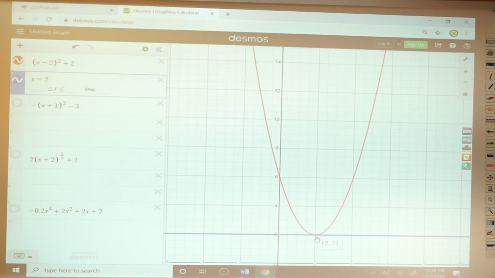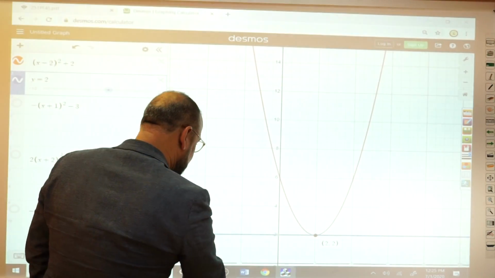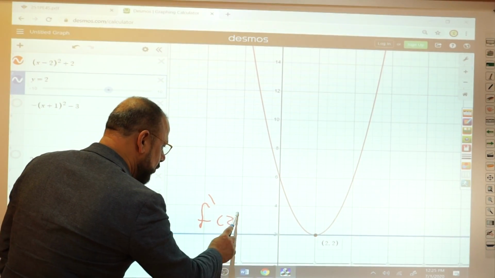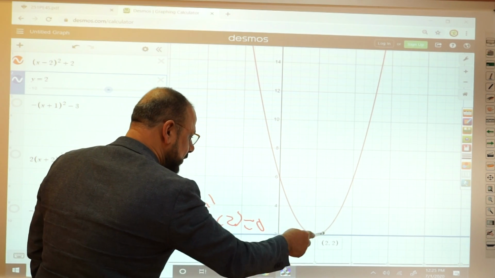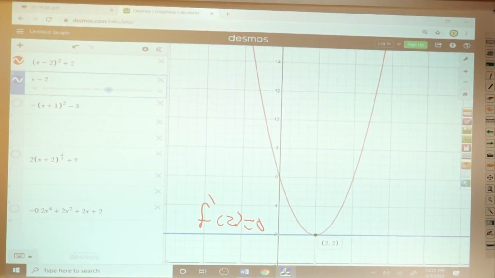Then we have an extrema point at x equals 2, because the tangent line at x equals 2 is horizontal. That means the derivative f prime of 2 equals 0. Why? Because the tangent line is horizontal. Good. I need you to understand this.